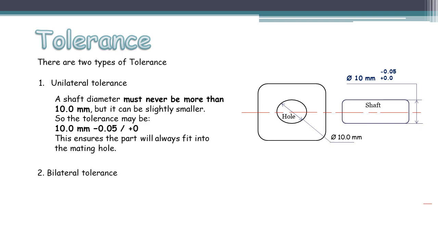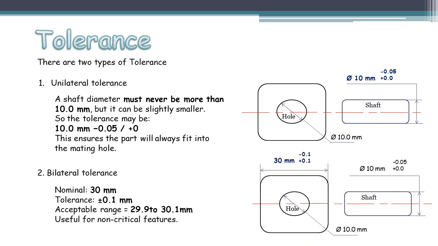Now bilateral tolerance. Here the nominal dimension is 30 mm, having the bilateral tolerance of plus or minus 0.1 mm. Nominal value is 30 mm. Acceptable range is 29.9 to 30.1 mm. These tolerances are normally used for non-critical features.